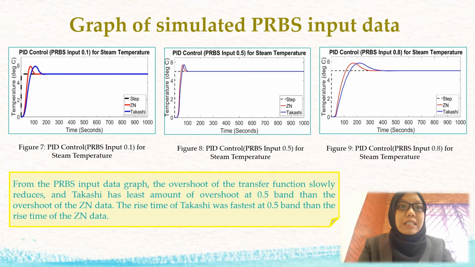This page shows the graph of simulated PRBS input data. Figure 7 shows the PID control PRBS input 0.1 for steam temperature graph. Figure 8 shows the PID control PRBS input 0.5. Figure 9 shows the PID control PRBS input 0.8 graph. From the PRBS input graph, it shows that the least amount of overshoot is on Takahashi with 0.5 band, and the fastest rise time is at Takahashi with band 0.5.